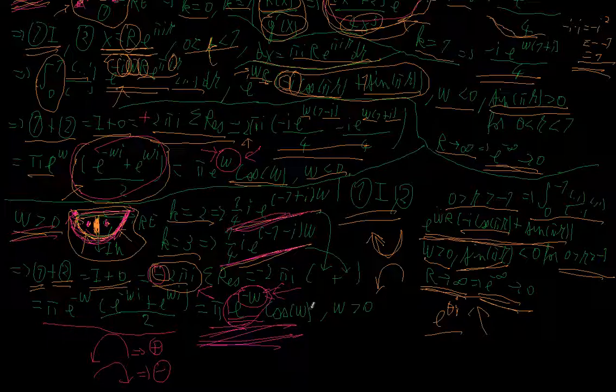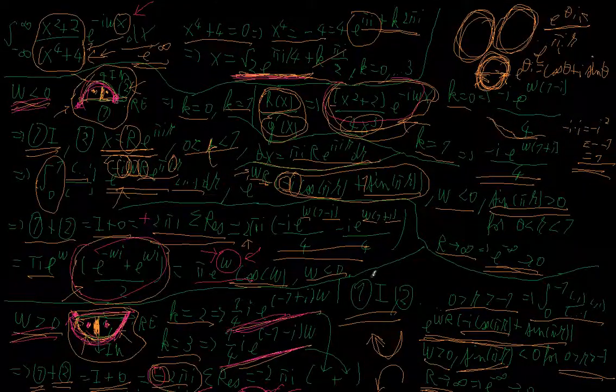So again, finally, we have our pi e to the omega cosine omega for omega negative, and pi e to the negative omega times cosine of omega for omega positive, okay? So those are our final results, okay? So that's the end of this video. I hope it was clear and that you could read the majority of what I wrote.